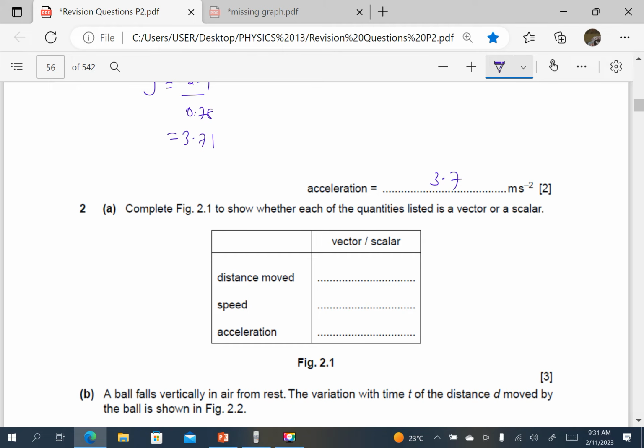Complete the figure to show whether each quantity listed is a vector or a scalar. You should now be contemplating about what a scalar is and what a vector is.